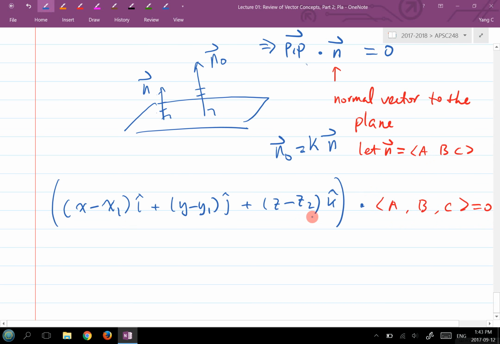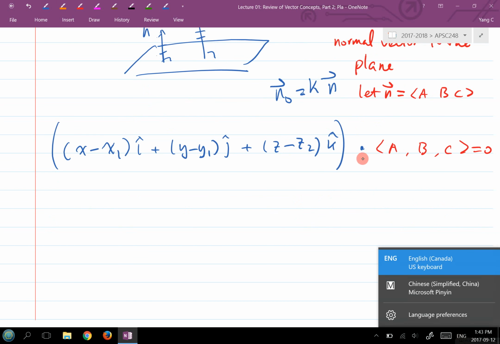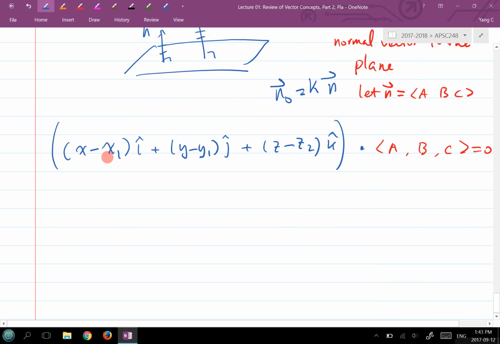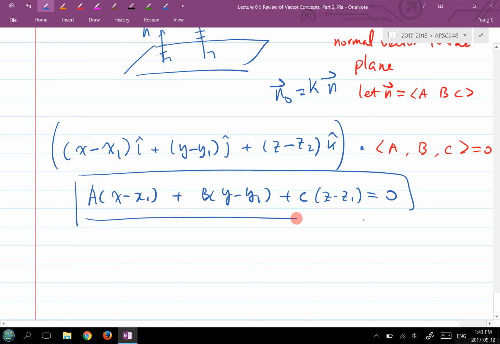Now you can expand this calculation because it's so simple. It's just a dot product. So all you need to do is this times a plus this times b plus this times c equal to 0. So you get a times x minus x1, plus b times y minus y1, plus c times z minus z1, equal to 0. Okay? So this is basically the plane equation we are looking for.